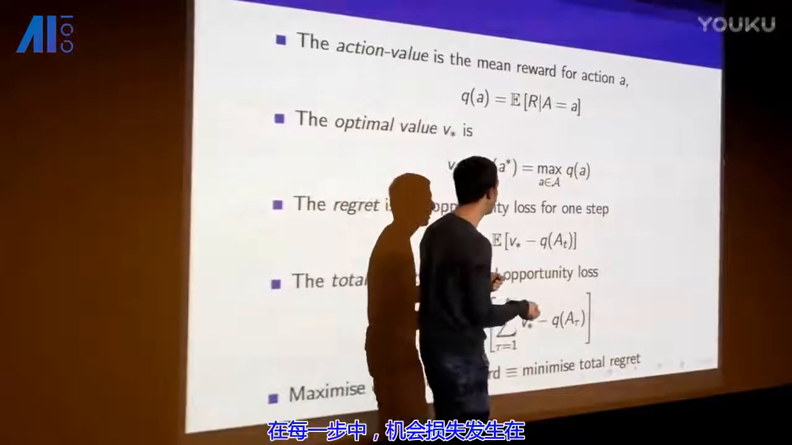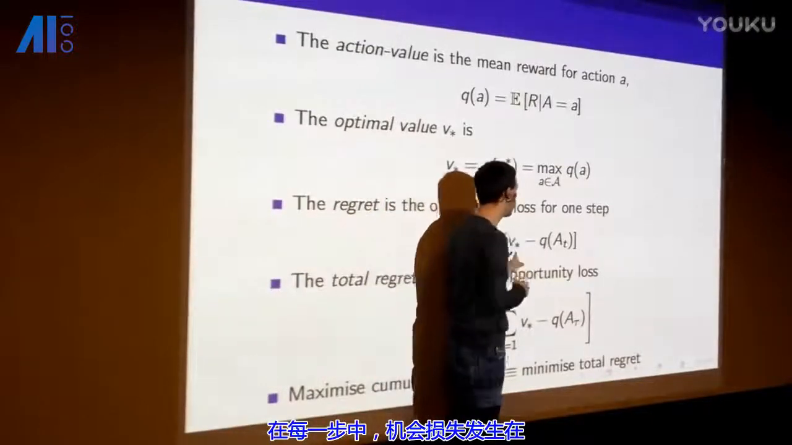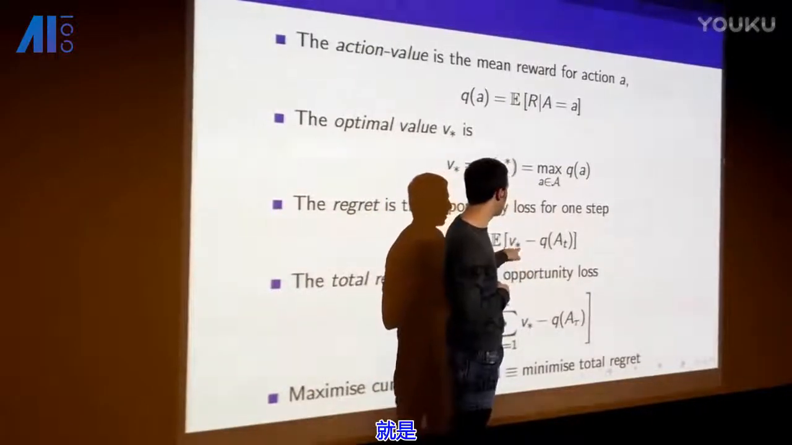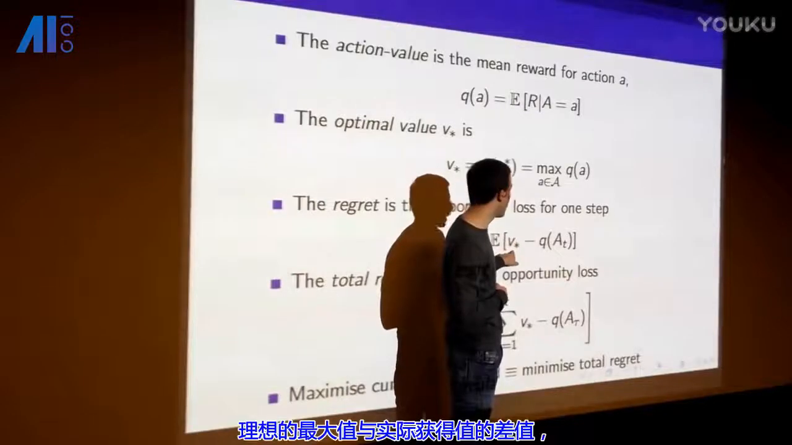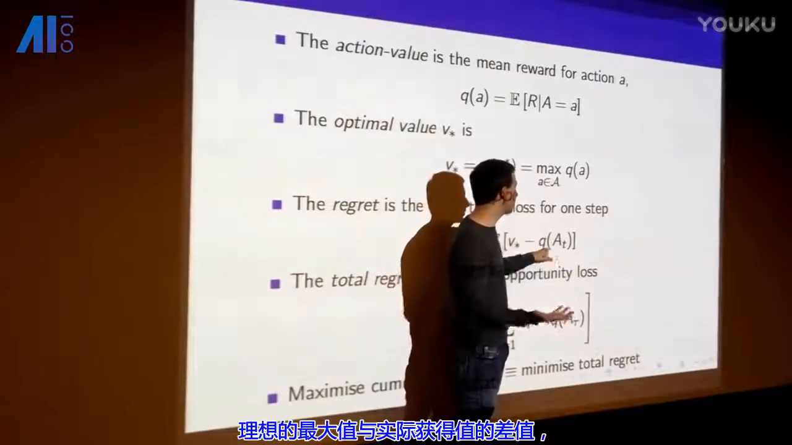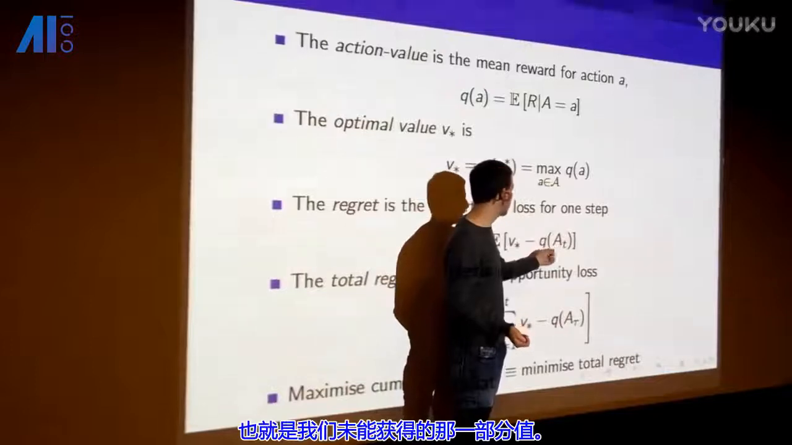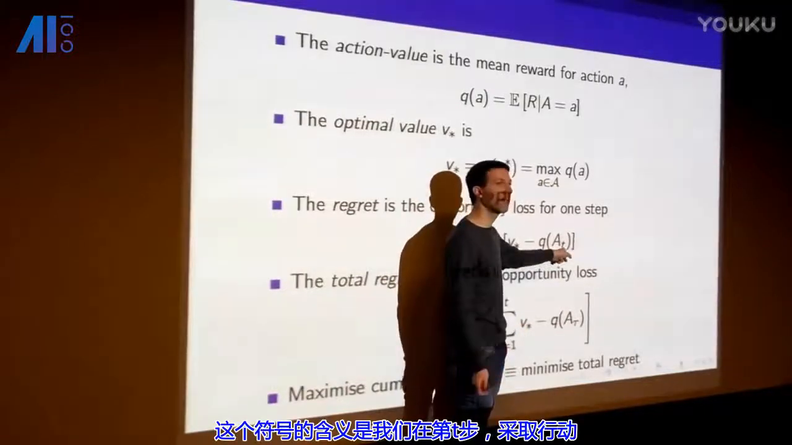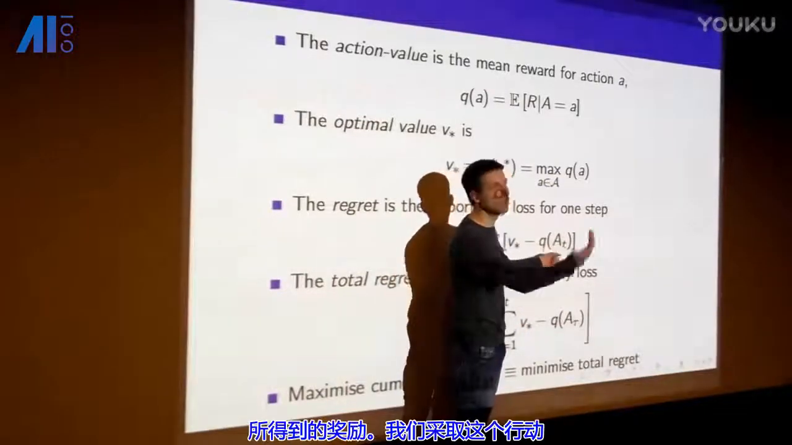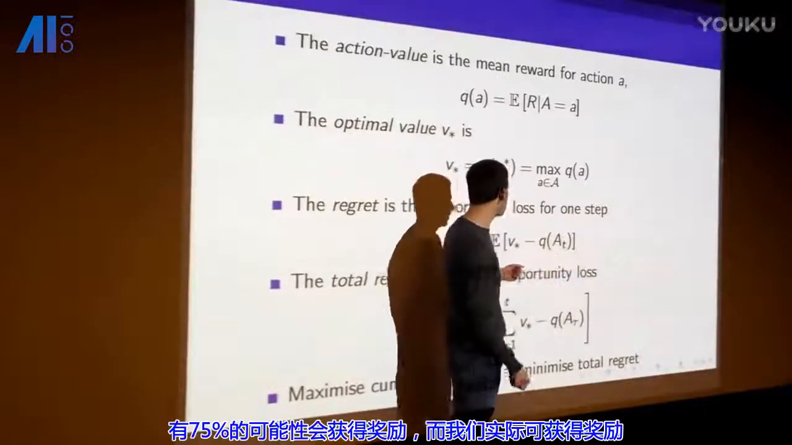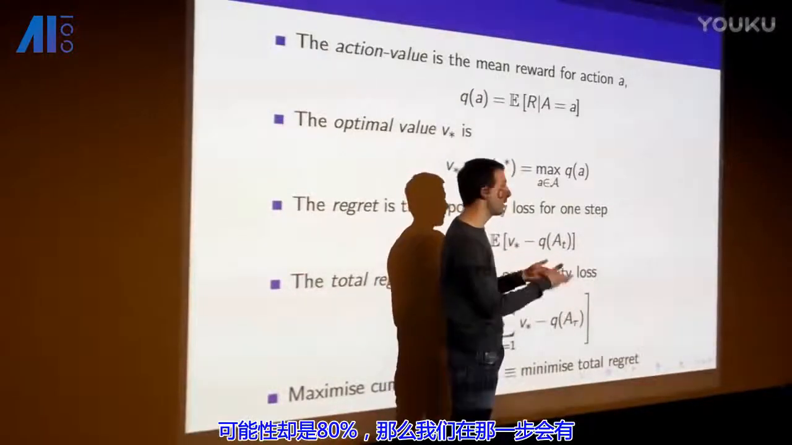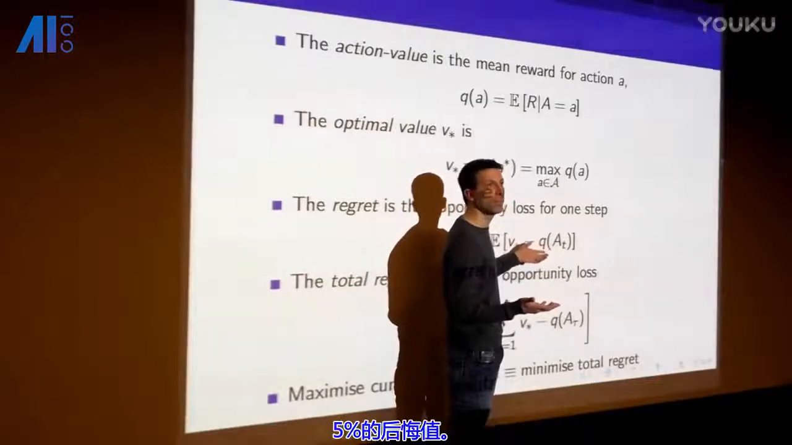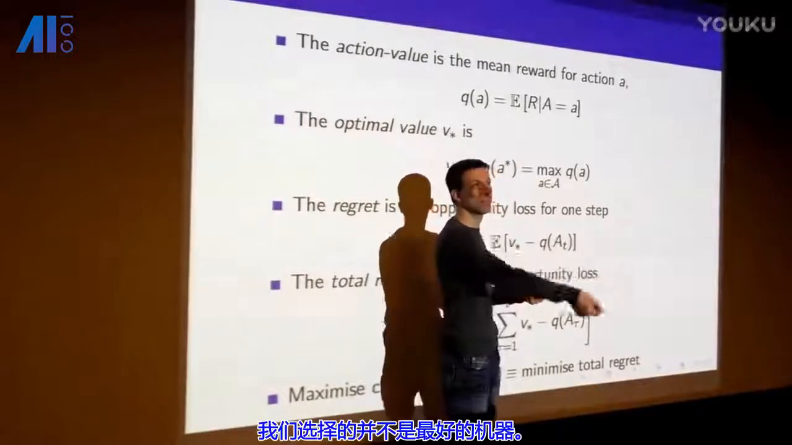we incur opportunity loss. And every step, the opportunity loss we incur is the difference between the maximum we could have got at that step and the payout of the machine that we did pick. So this is the payout of the action we picked at time step T. So we pick something which pays out maybe 75%. We could have got 80%, so we incurred like a 5% regret for that step. We didn't pick the best machine, we picked something that was slightly suboptimal.